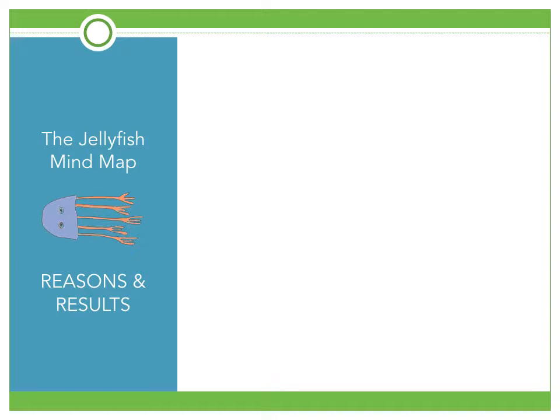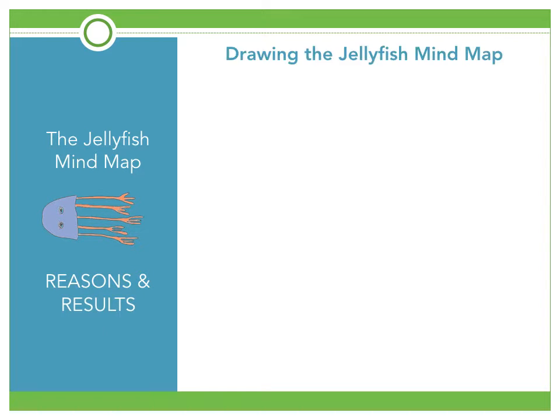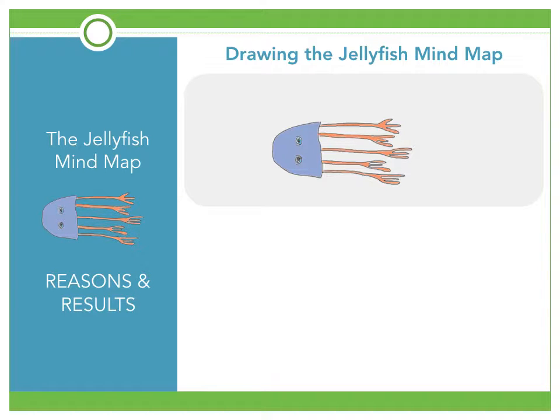Now remember, this mind map also develops the skills of justification that teaches learners to give a reason for their answer. Now let's look at how we go about drawing this jellyfish mind map. So we have the head of the jellyfish, which is now broken up into two parts. The first part is the statement. This could be the topic, event, or content that is going to be discussed.